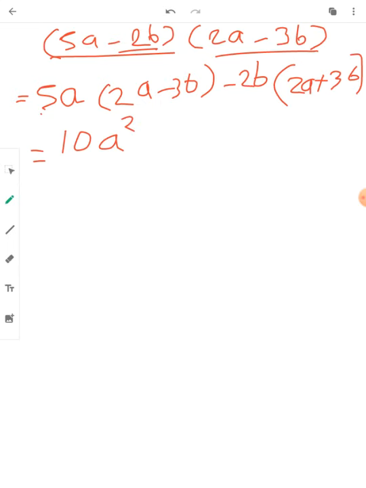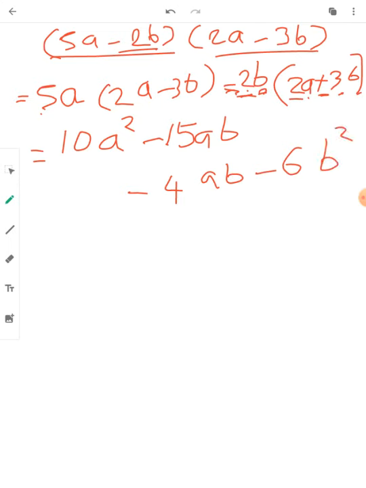A times a is a squared. Minus 5 times 3 is 15. A times b is ab. I'll write it over here. 2 times 2 is 4. Minus times plus is minus here. B times a is ab. Minus times plus is equal minus. 2 times 3 is 6. B times b is b squared.